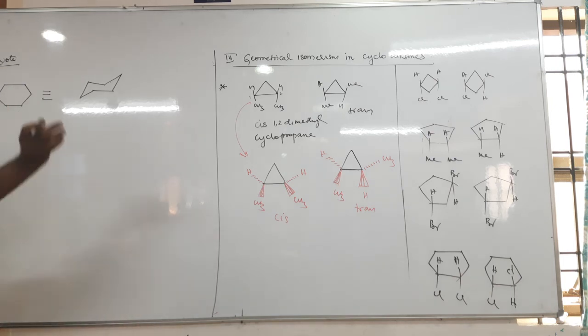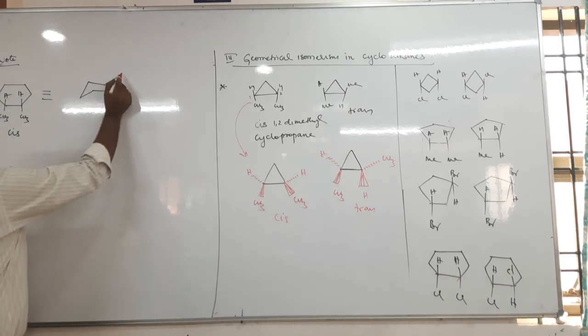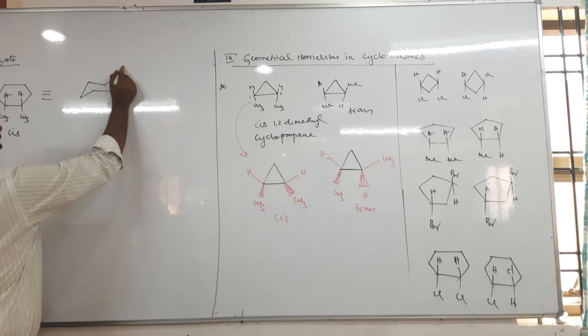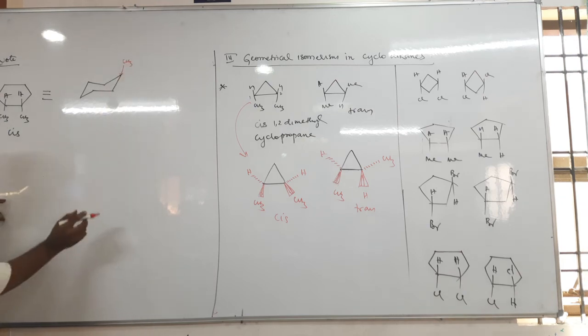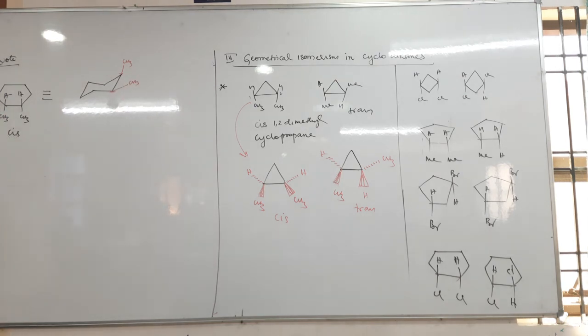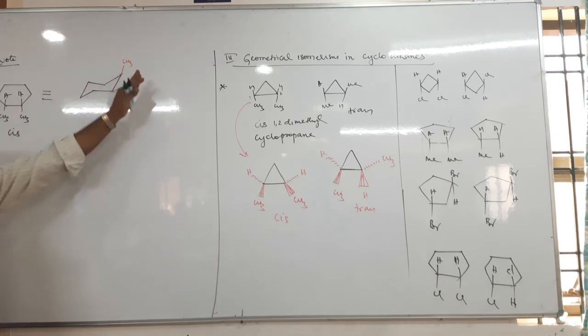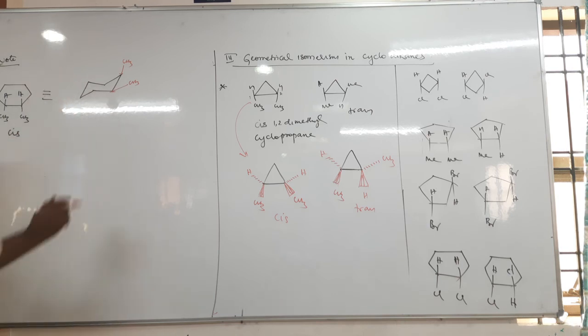In the Haworth conformation, for example, I'll take 1,2, a methyl cis. That cis can be written how? Say it is a plane. If I write one methyl above the plane, here also above the plane, right? If the alkyl groups are on the same side, above the plane, then it is also cis.